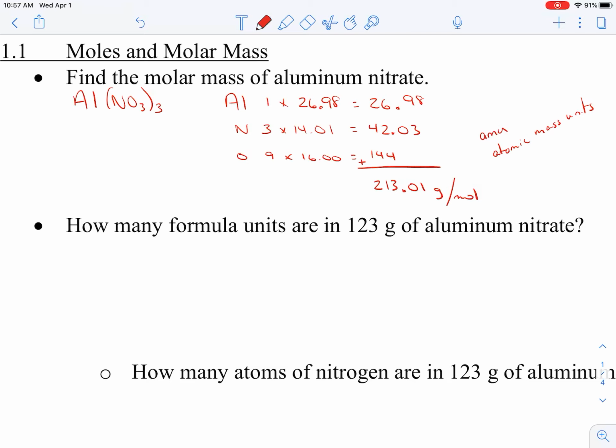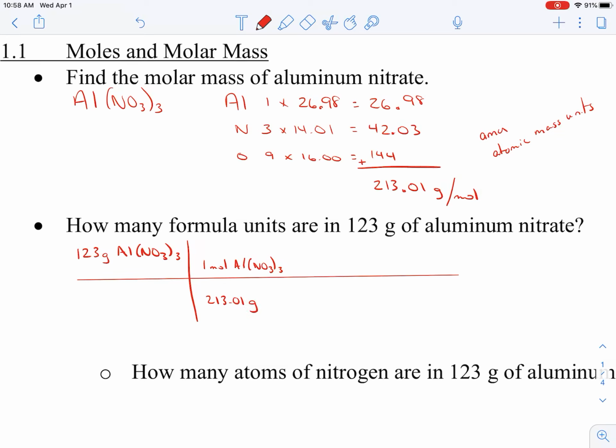Okay, so as we go through, another part of this was conversions to moles and formula units or particles. The next question says, how many formula units are in 123 grams of aluminum nitrate? So we can make a little T-chart. We've got 123 grams of aluminum nitrate. Then 1 mole of AlNO3 on bottom, and we're going to put that 213.01 grams on bottom. That way our grams cancel.